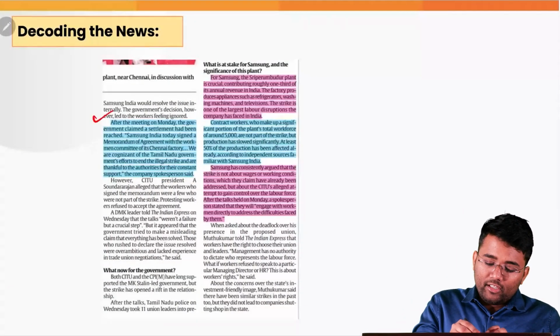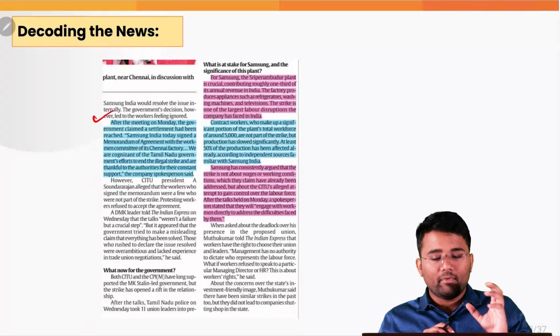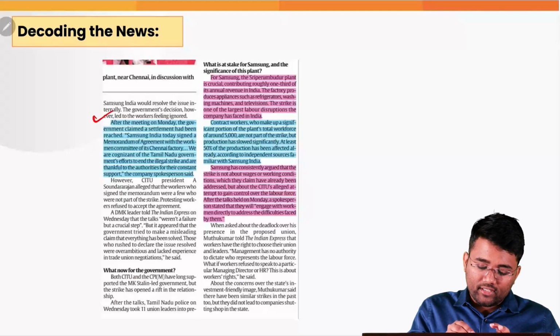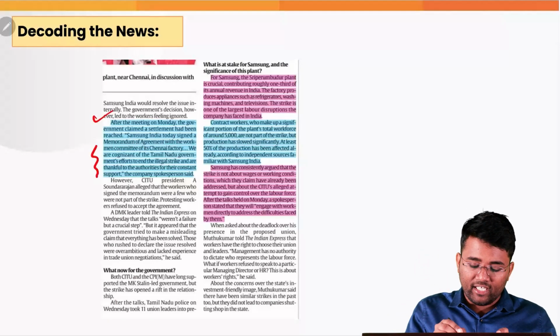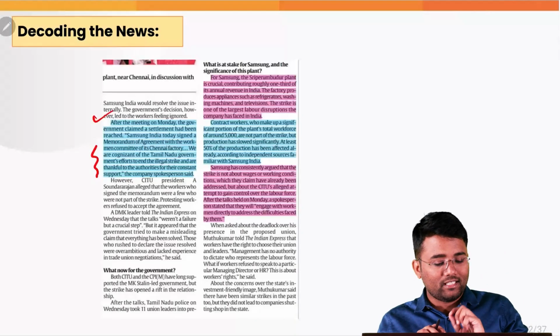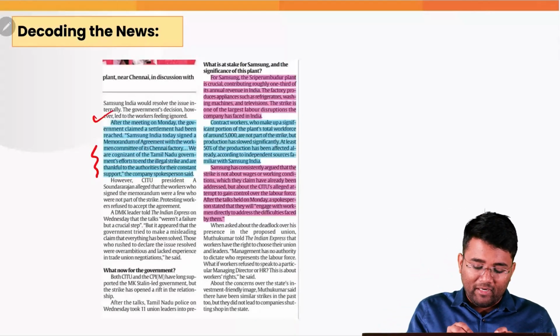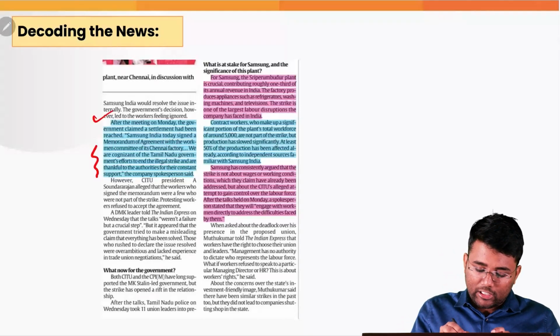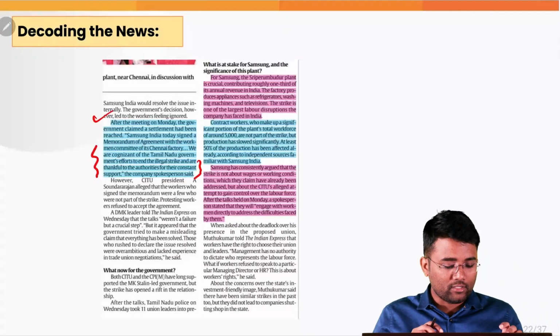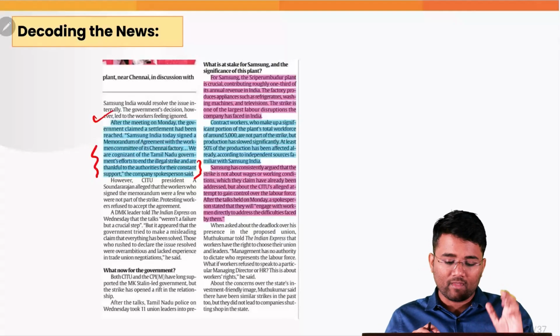So after the meeting on Monday, the government claimed that a settlement had been reached. Samsung India today signed a memorandum of agreement with the workmen committee of its Chennai factory, and the company spokesperson said, we are cognizant of the Tamil Nadu government's efforts to end this illegal strike and are thankful to the authorities for their constant support.